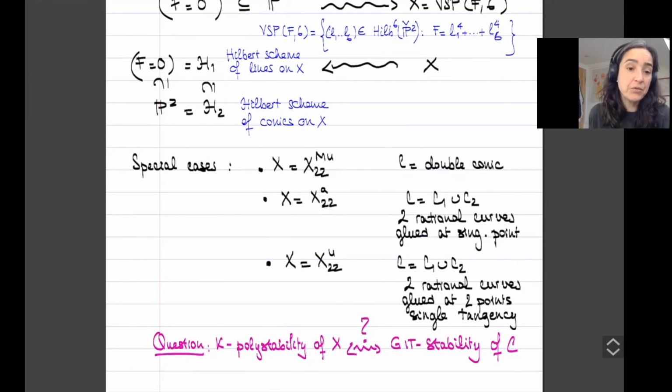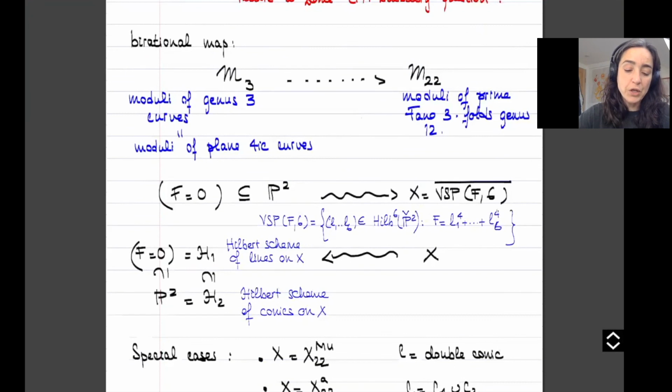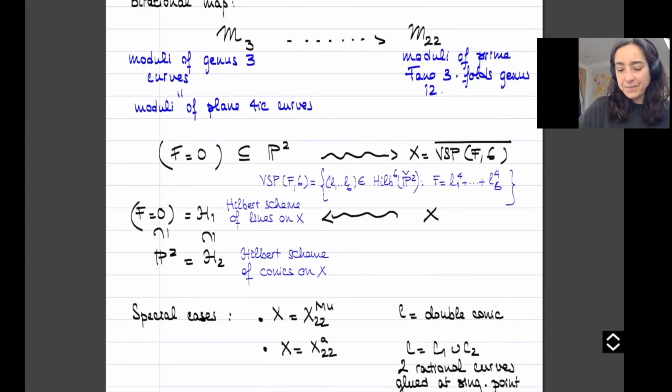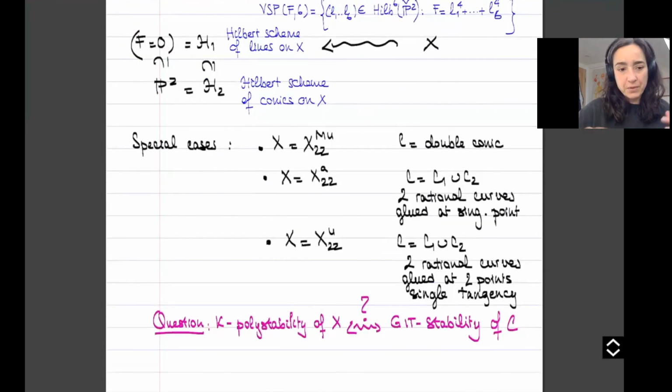And the question is, can you relate the K-polystability of X to the GIT stability of your plane quartic? So of course, the reason why this is quite a difficult question is because we know that these two moduli spaces are birational. So you actually have an isomorphism on the space of smooth quartics, but birational is not isomorphic.